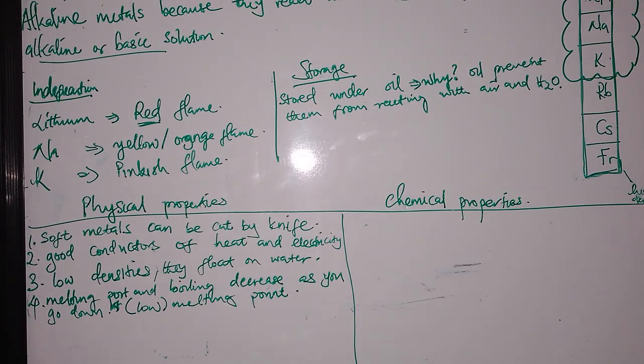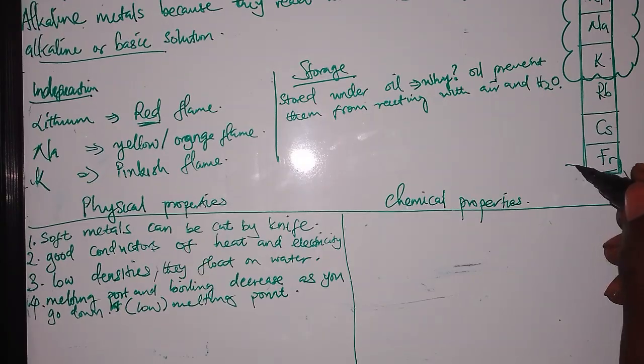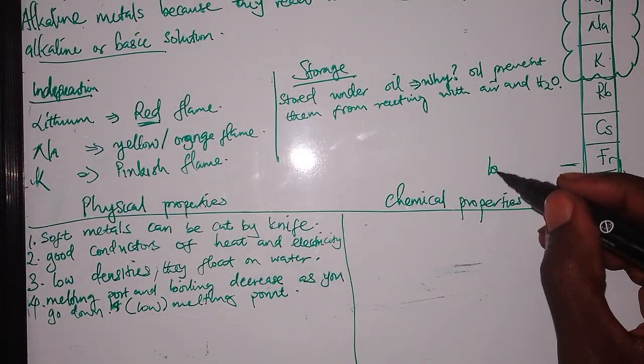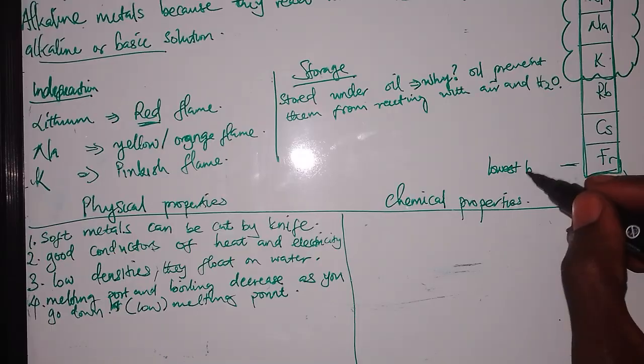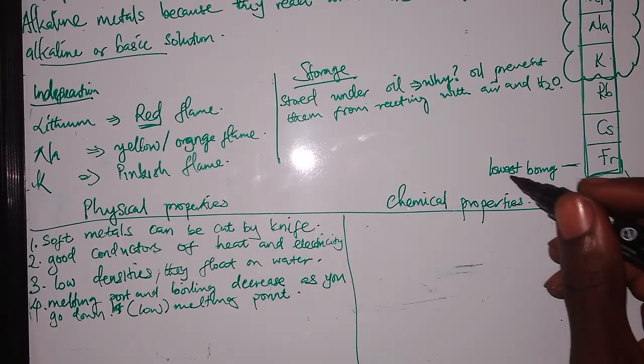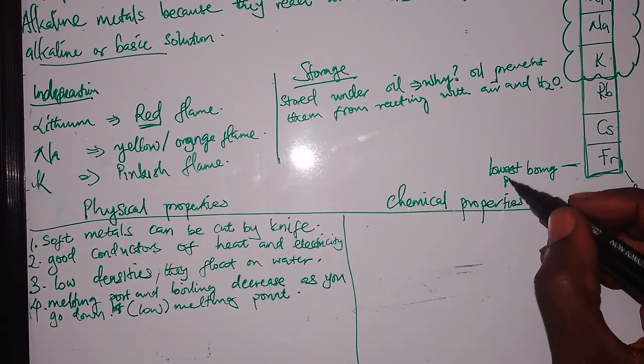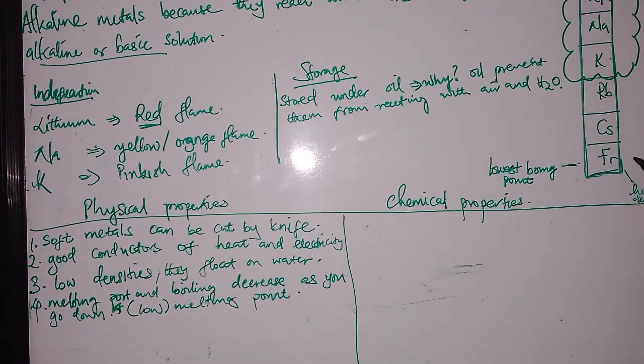It keeps on getting lower and lower as you are moving from up to down. So francium has the lowest boiling and melting point, whilst it also has the highest density. You need to understand the boiling point and density are different. When you are going down, the density will increase, but the boiling point decreases.